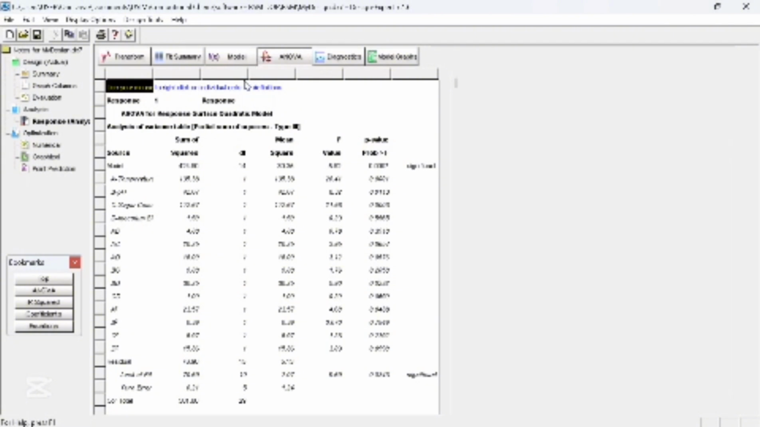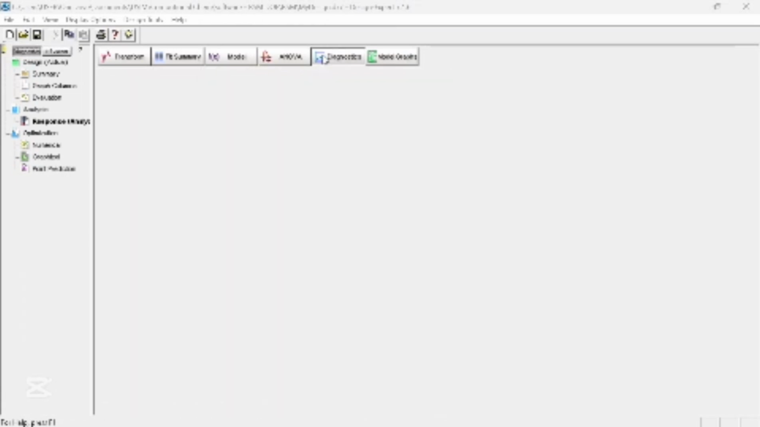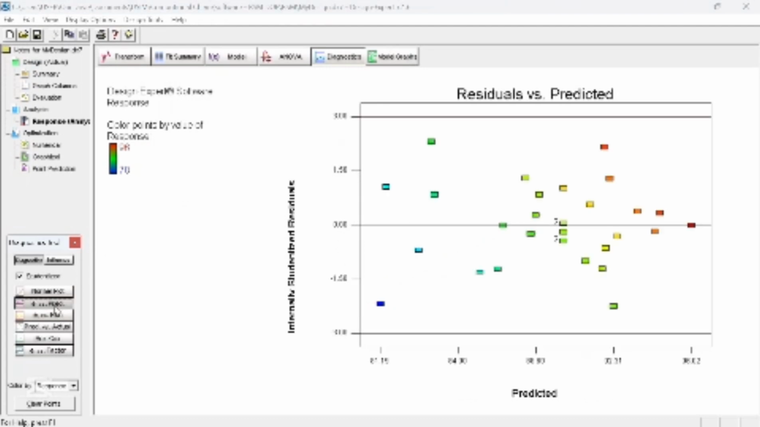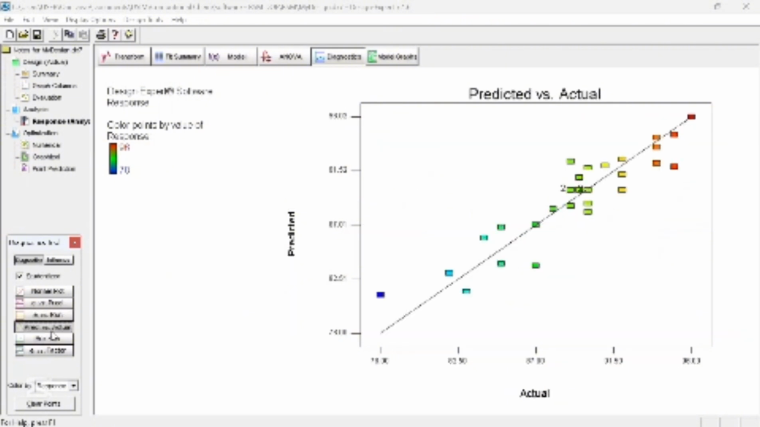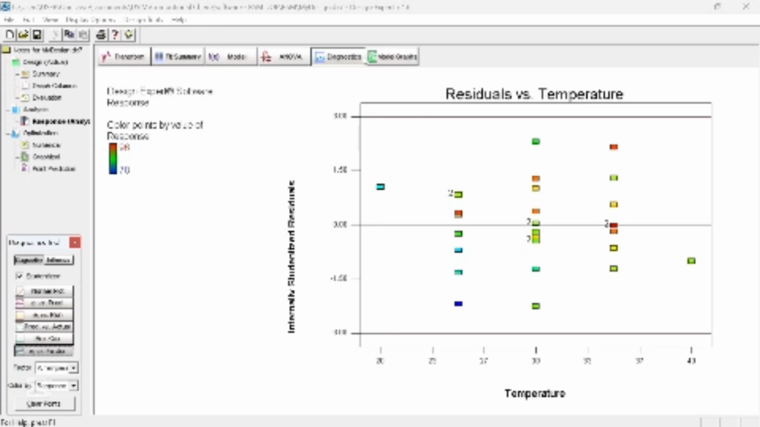And then we go to the model, and therefore ANOVA as a top: ANOVA, R square, and coefficient and equations. So you can see all of the data. The diagnostic has graphs: normal plot, residual versus predicted, residual versus run, predicted versus actual, Box-Cox plot for power transform, residual versus temperature.